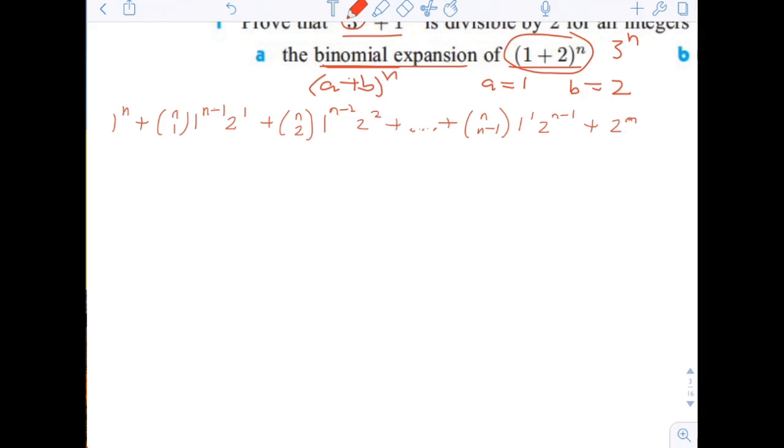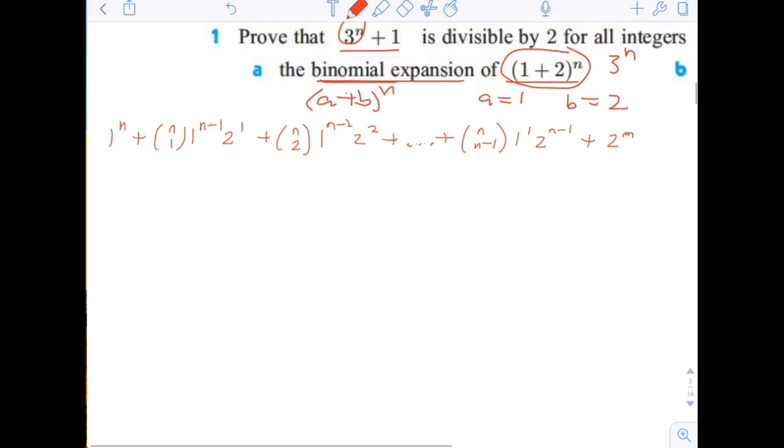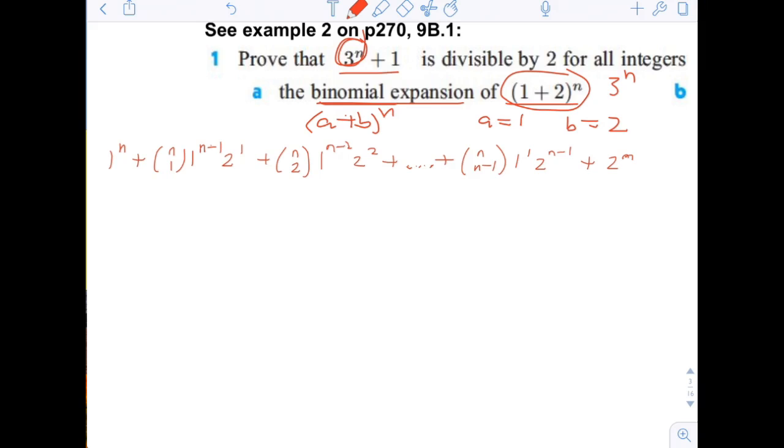So once we have this, remember also that it's not just 3 to the n, it's 3 to the n plus 1. So we want to do the binomial expansion of 1 plus 2, quantity to the n, plus 1. So we're going to add 1 to this. And you see how there's a 1 here and a 1 here? 1 to the n is just 1, right? And 1 to any power is 1. So we can add these together and make it 2. And then after that, we just have everything else that's here. So let's just copy it.